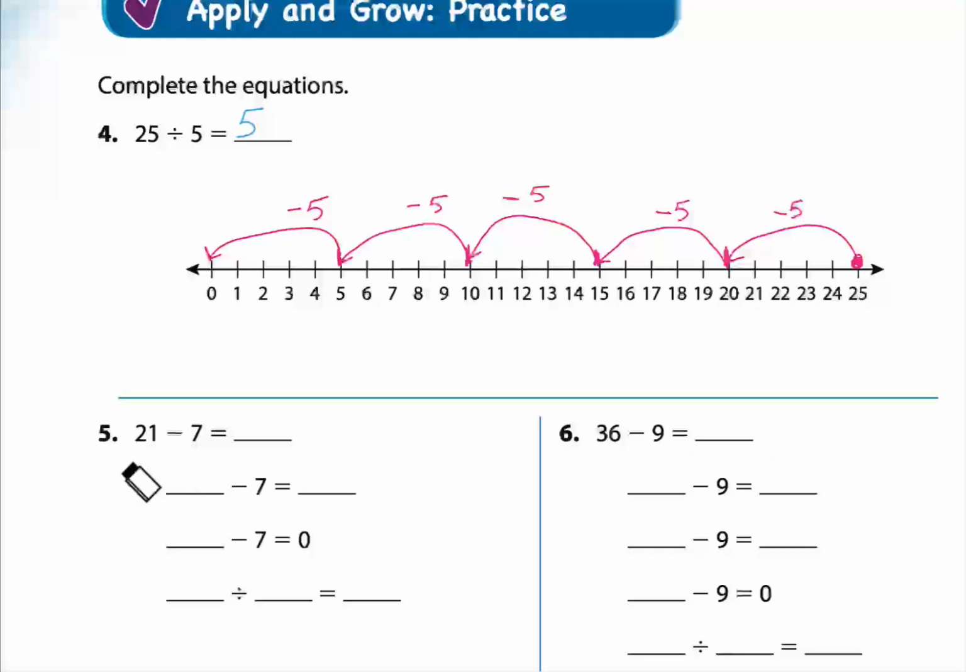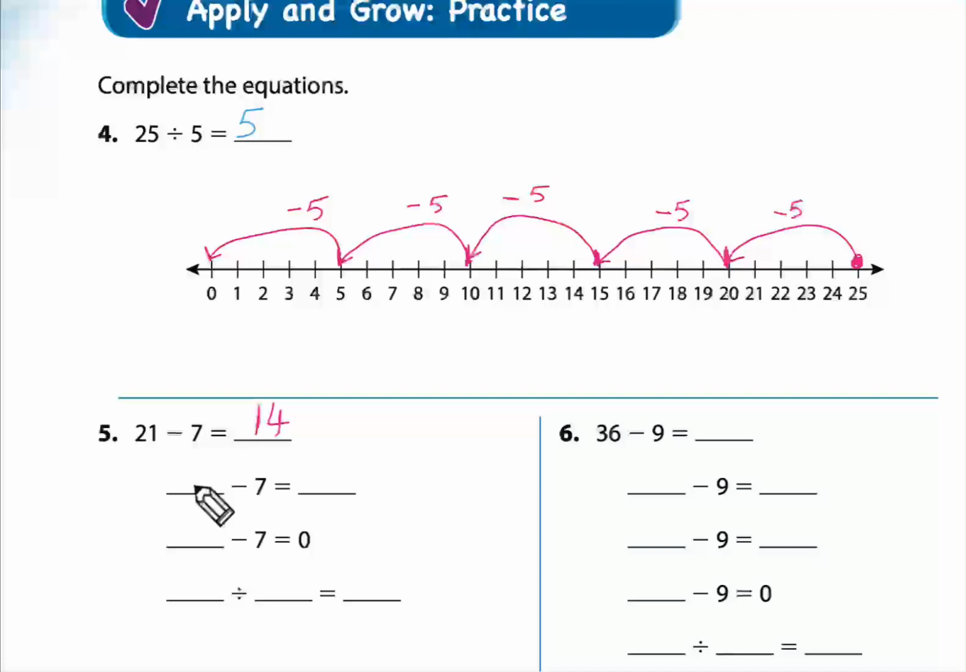Now, in question number 5, we need to use the subtraction method. Okay. So, we see here that we have 21 minus 7. What is 21 minus 7? 14.